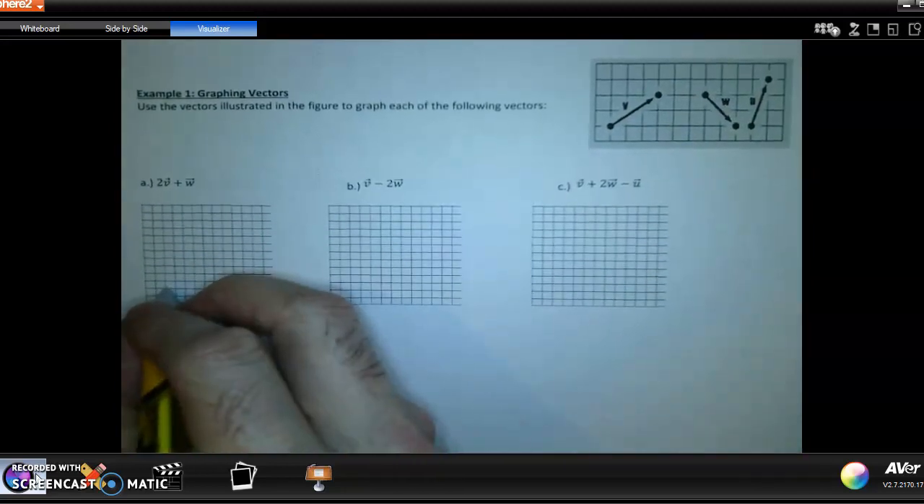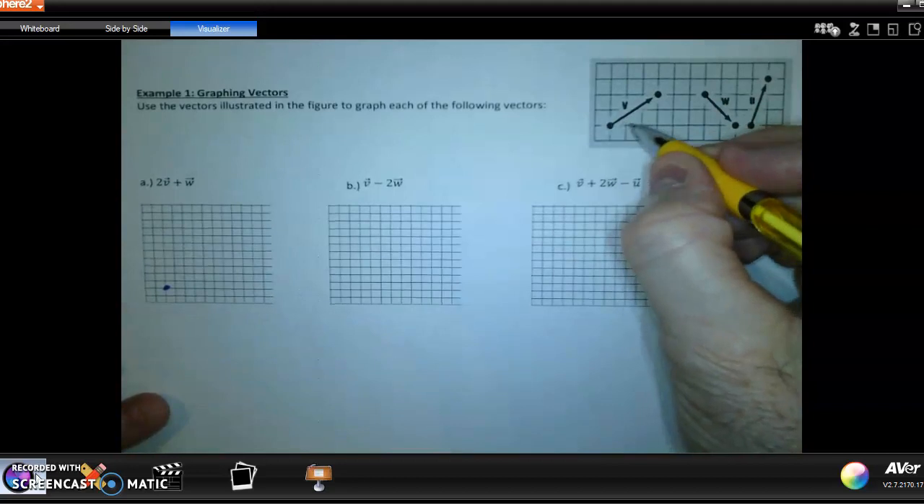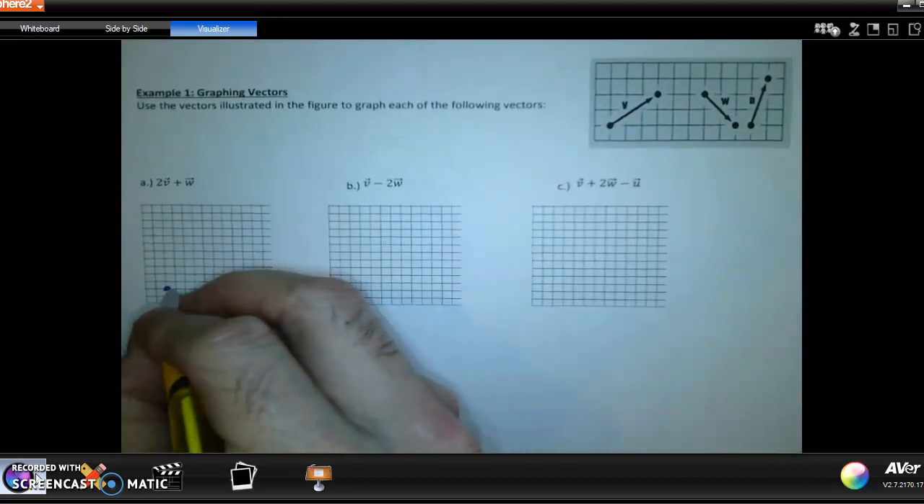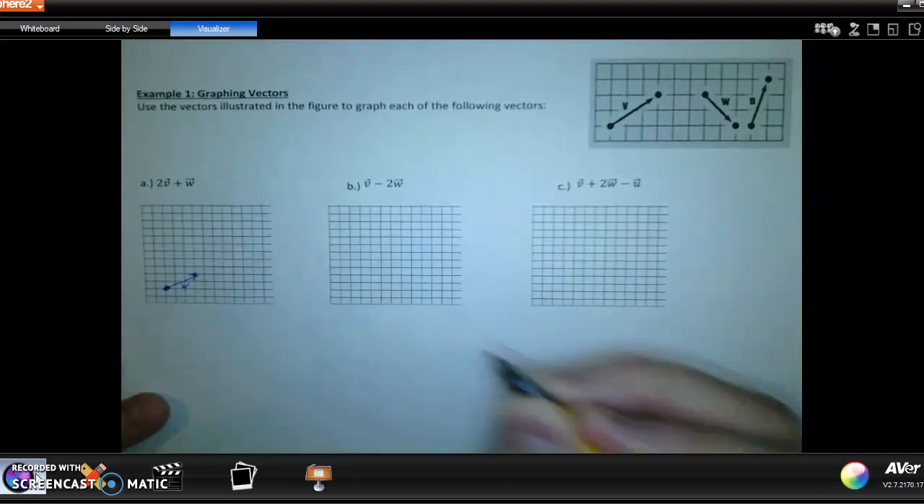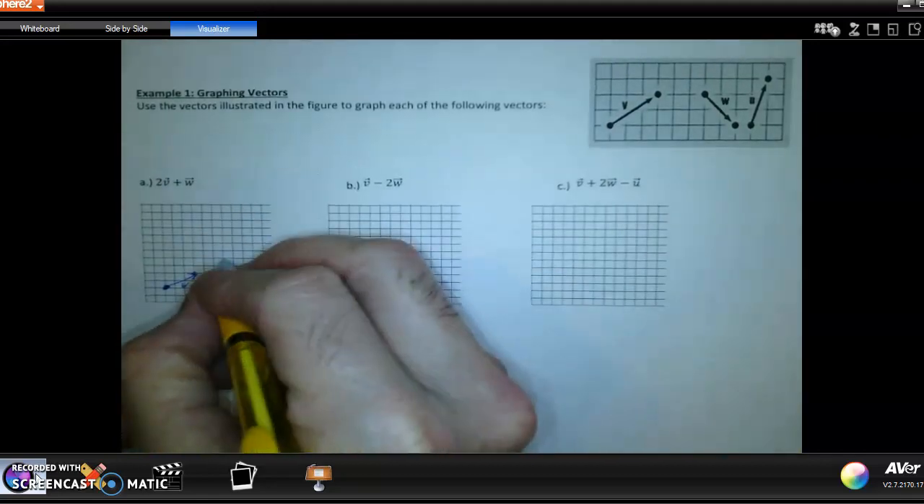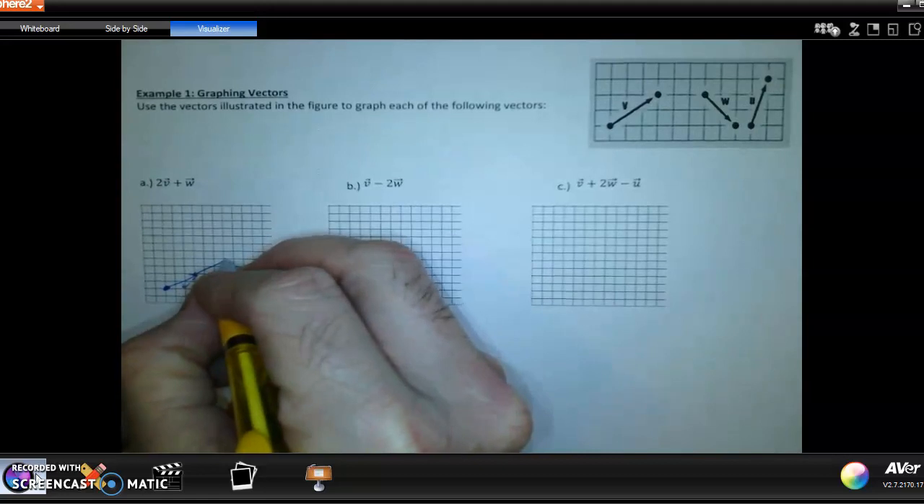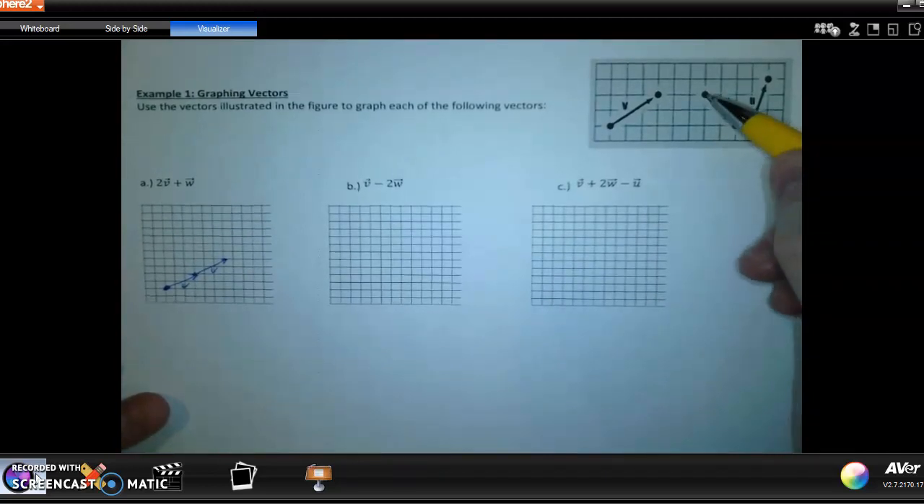So I'm going to start down here to the left, just because I know I'm going to be traveling this way. So vector v is 1, 2, 3, 1, 2. That is vector v. But I need another one. So 1, 2, 3, 1, 2. That would be 2 vector v's. And then I need a vector w, which goes 1, 2, and 1, 2.